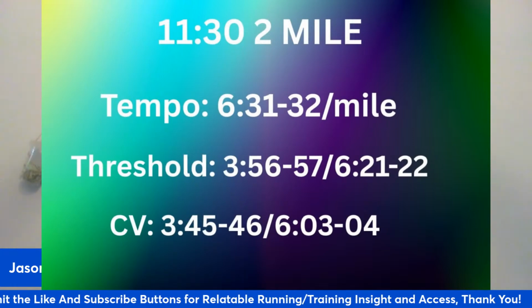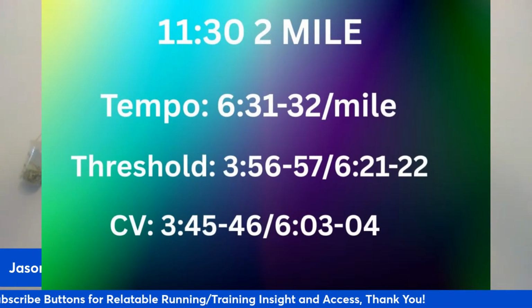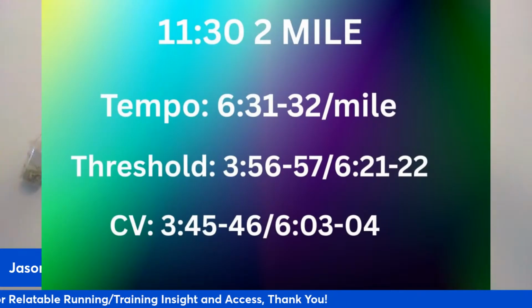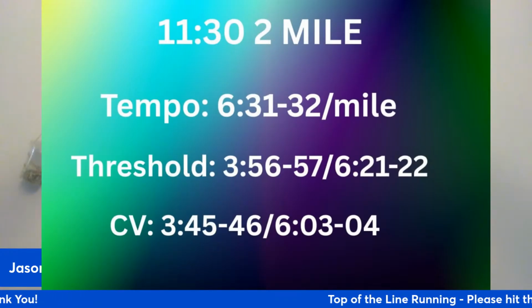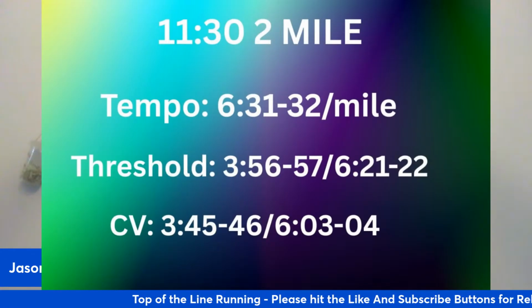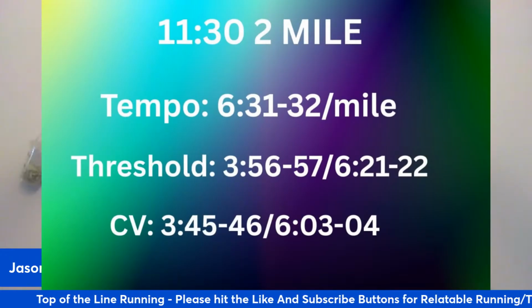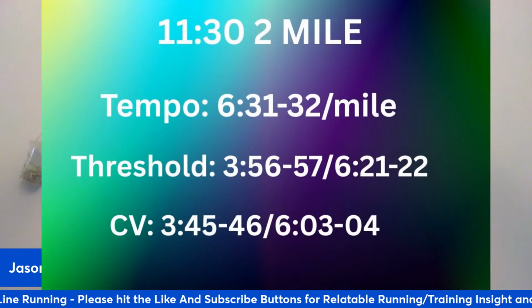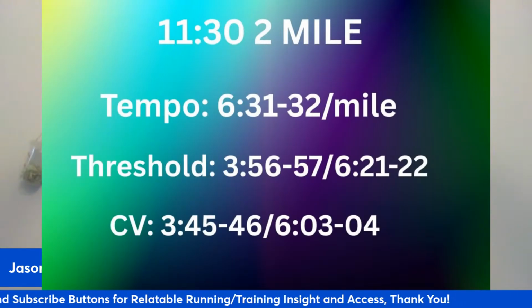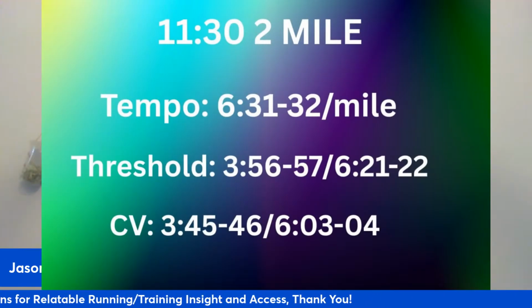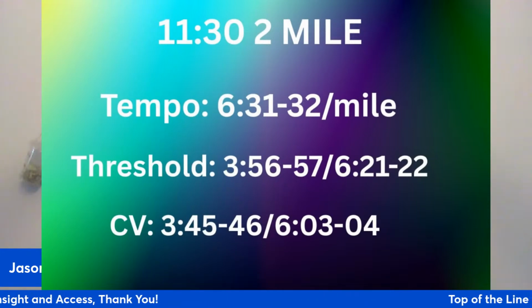But in this here, you're looking at 6:31 to 6:32 per mile for a tempo pace for an 11:32 mile. And this is boys and girls, men and women, okay? Threshold reps, 3:56 to 3:57 with a 1 minute recovery, or 6:21 to 6:22 per mile with a 1 minute recovery. Okay. Critical velocity, 3:45 to 3:46. You're hovering just over 6-minute pace here for 1K reps. 200-meter jog as well. 6:03 to 6:04 per mile. Same thing, 200-meter jog as well.